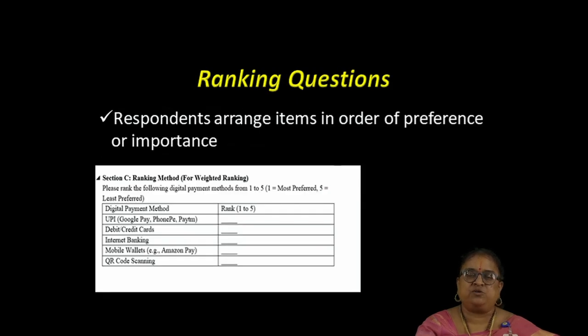Next one, ranking question. We have to give the ranks: first rank, second rank, third rank, just like that. In this questionnaire also we have to give. Just like the previous example, digital payment methods. Which digital payment method do the respondents mostly use? UPI, debit card or credit card, internet banking, mobile wallets, QR code. According to my opinion, I use net banking, so I provide first rank for internet banking. Just like that, the respondents' views can be collected by asking this question.